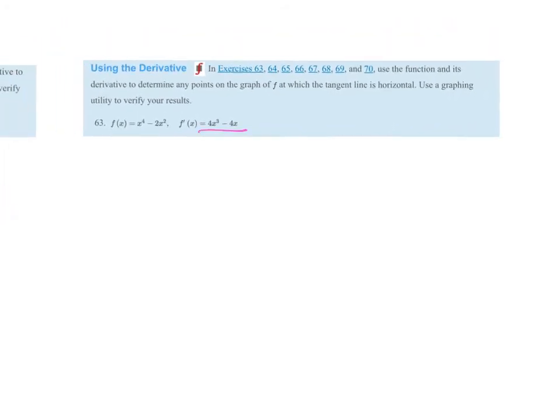So in the next example, number 63, and 65 and 67, what's nice is they already gave you the derivative. It's only asking to find points on the graph of f at which the tangent line is horizontal. So we don't need to find the derivative. We have this here already. So all we're going to do in this case is just set the derivative equal to 0 and solve for x. So we can actually factor out a 4x here. So this is going to become 0 equals 4x, and we're left with x squared minus 1. So 0 equals 4x times x minus 1 times x plus 1.